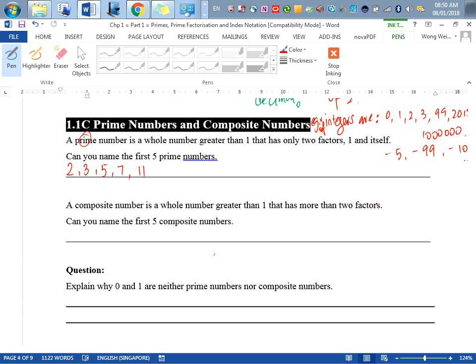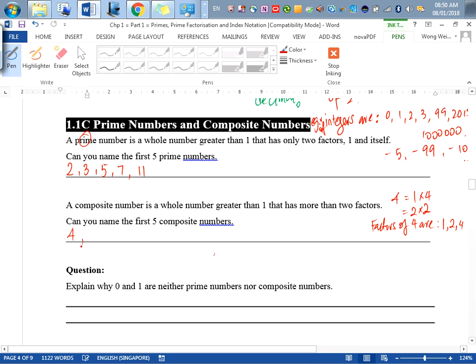4. Yes, we saw it just now, right? 4 equals 1 times 4, and it also equals 2 times 2. So the factors of 4 are 1, 2, and 4. So we see that this number 4 is greater than 1, and it has more than 2 factors. So 4 is a composite number. The first composite number will be 4.